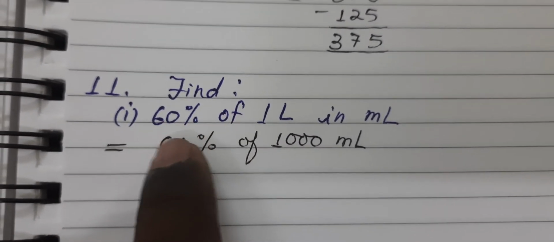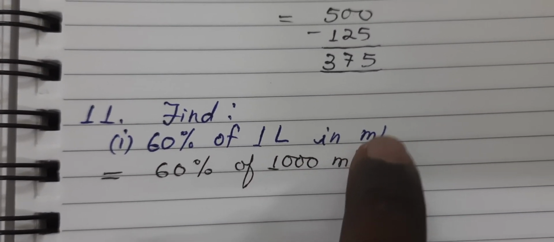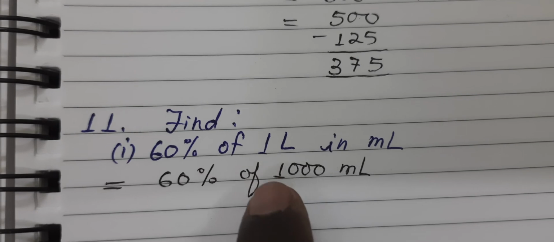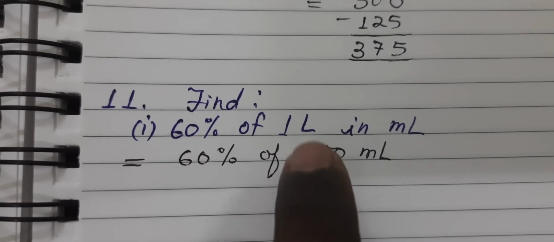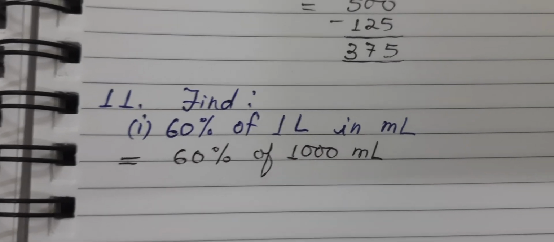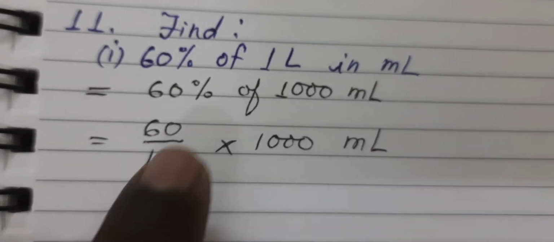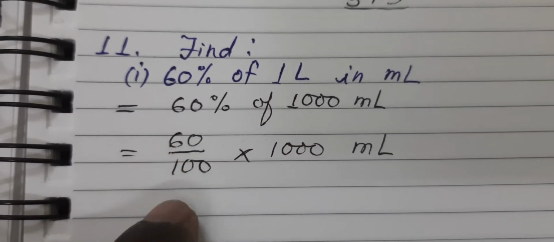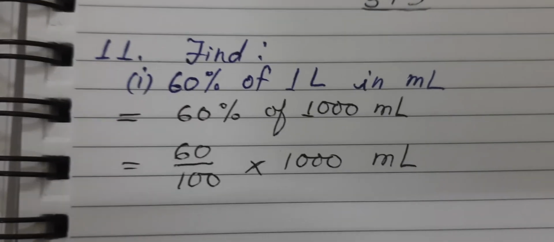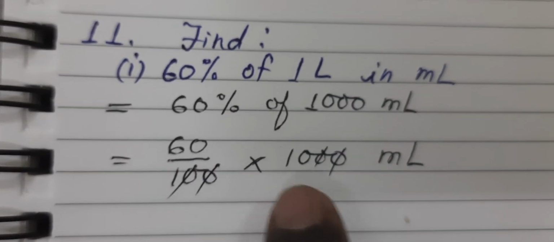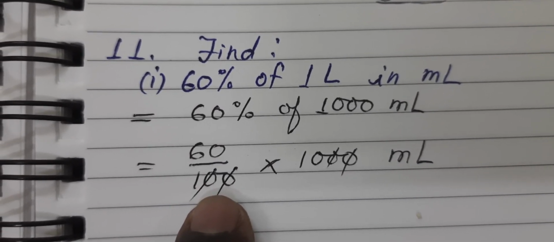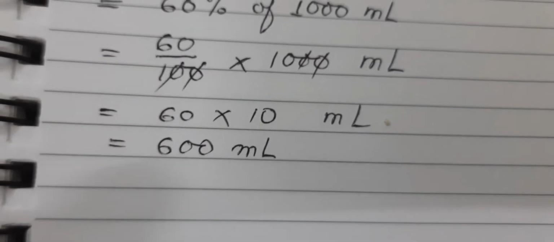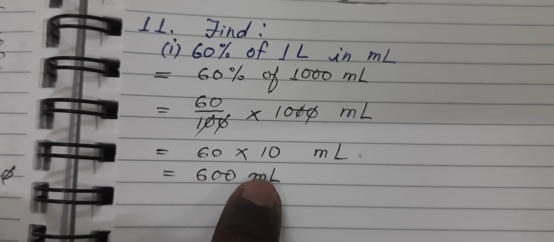Question 11 says find 60% of 1 liter, but the answer should be in milliliter. So 1 liter, let us convert it into milliliter. 1 liter equals to 1000 milliliter. So instead of writing 1 liter, let's write 1000 milliliter. Now let us do the calculation. So to remove percentage, we give divide by 100. Of means multiply. So we have 60 by 100 into 1000 milliliter. Now let's do the cancelling part. 2 zeros from this 1000 and 2 zeros from this 100 cancel. So we have 60 into 10. So 60 into 10 is 600. So our answer is 600 milliliter.